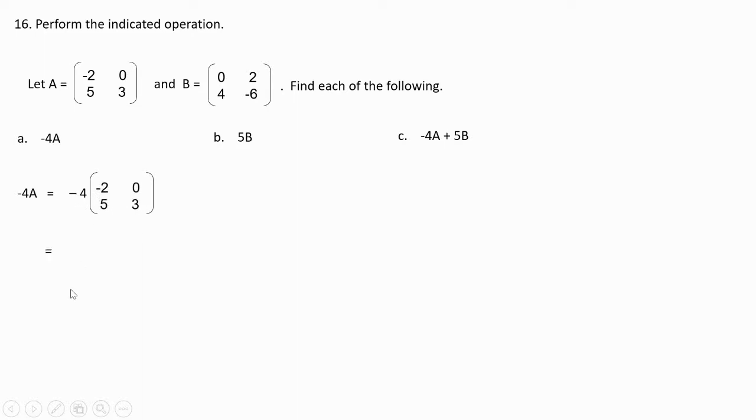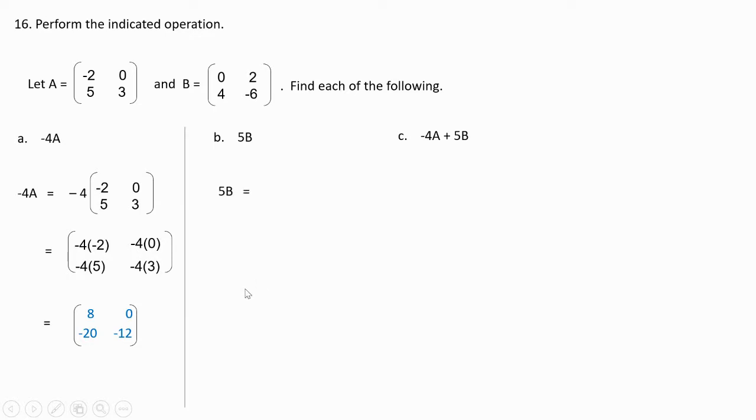So I'm going to multiply negative 4 times negative 2, negative 4 times 0, negative 4 times 5, negative 4 times 3. In other words, guys, you can go straight from here to the answer. Negative 4 times negative 2 is 8. Negative 4 times 0 is 0. Negative 4 times 5 is negative 20. Negative 4 times 3 is negative 12. This is just to show you what we did, but you can go straight from this step all the way to the answer. This is to show what I just covered.